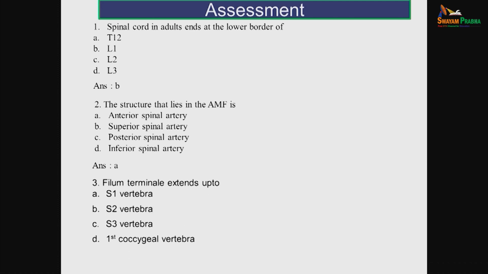Next question is the filum terminale. We mentioned that the filum terminale is nothing but a prolongation of pia mater. So, till which level does it extend? The answer is the first coccygeal vertebra. We studied in detail about the filum terminale internum and externum. The externum extends from S2 to the dorsal surface of the first coccygeal vertebra. So, the answer is D, first coccygeal vertebra.